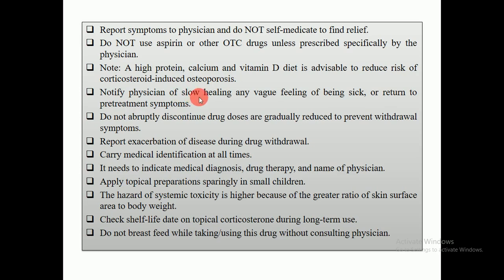Notify physicians of slow healing, any vague feeling of being sick, or return of the pre-treatment symptoms. Do not abruptly or quickly discontinue the drug; doses are gradually reduced to prevent withdrawal symptoms. Report any exacerbation of the disease during drug withdrawal. Carry medical identification at all times to indicate medical diagnosis, drug therapy and name of the physician. So actually this is the nursing protocol which is provided in the hospital.